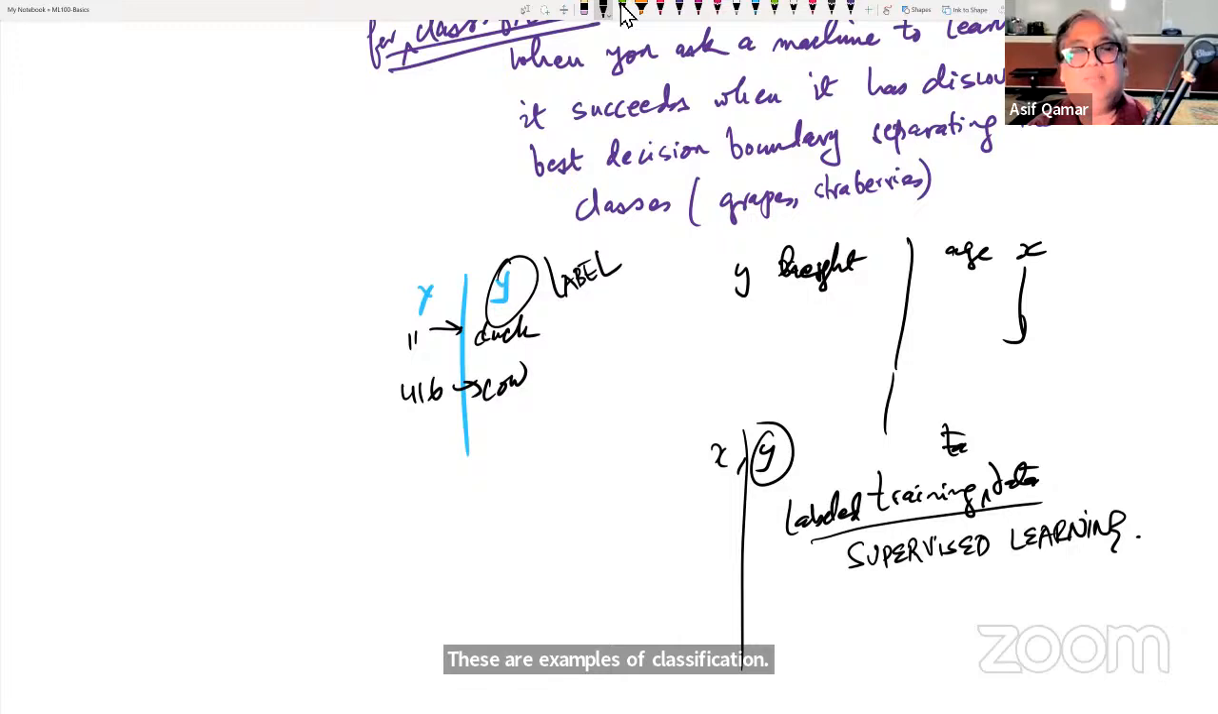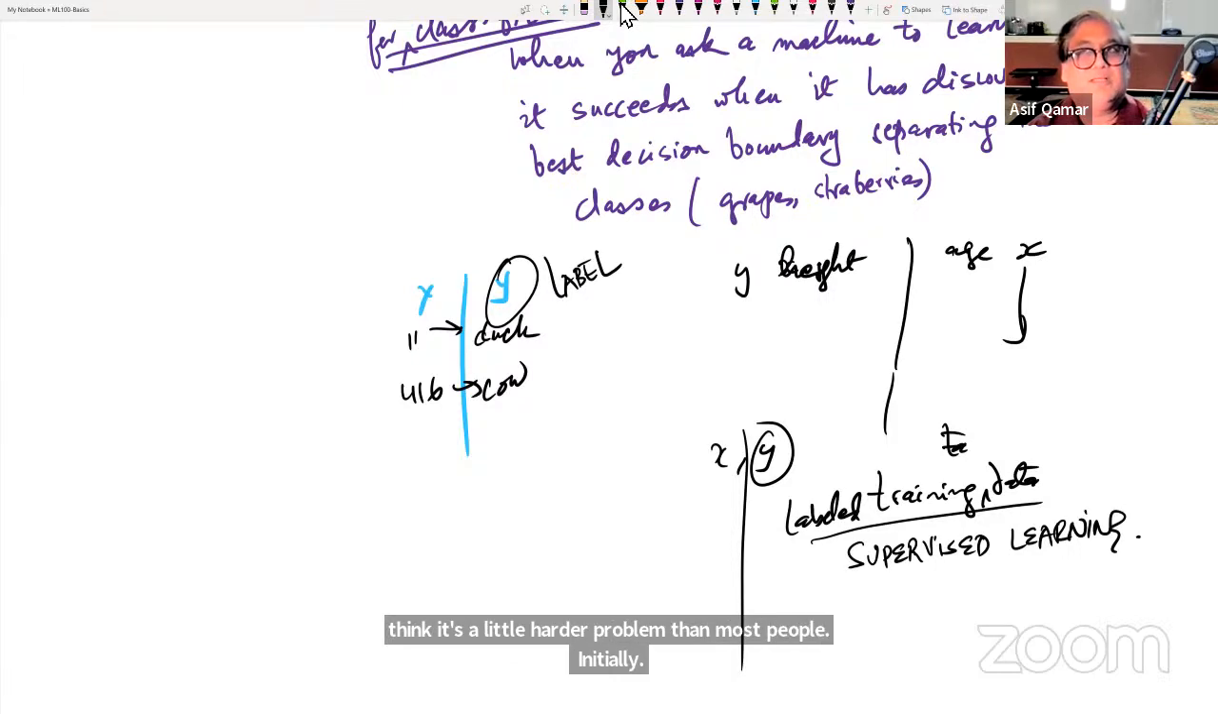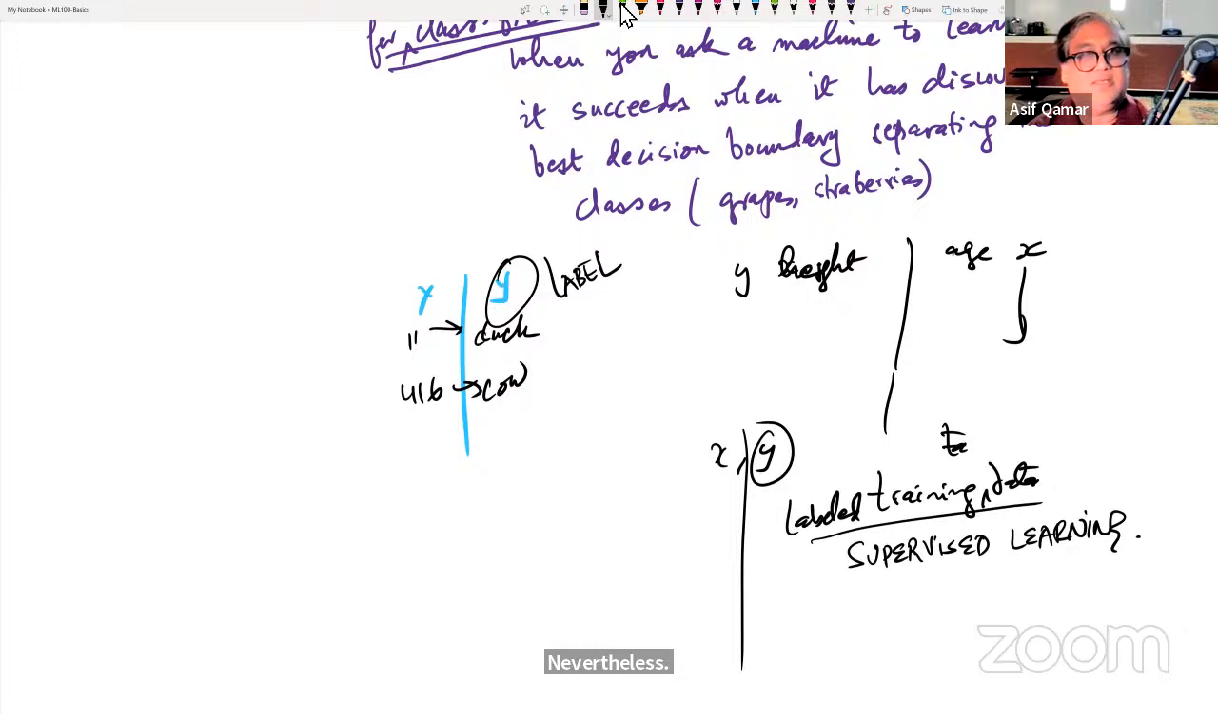And you can conjure up many more examples. These days, everybody is very excited that soon we might have self-driven cars. I think it's a harder problem than most people initially anticipated. Nevertheless, the car has to continuously look at the road and tell what it is looking at. Is it a road or is it a pedestrian? Is it safe to drive over it, or are you going to hurt somebody? That's a classification problem. In particular, that problem is called image segmentation, identifying everything that you see in the visual field. These are all classification problems.